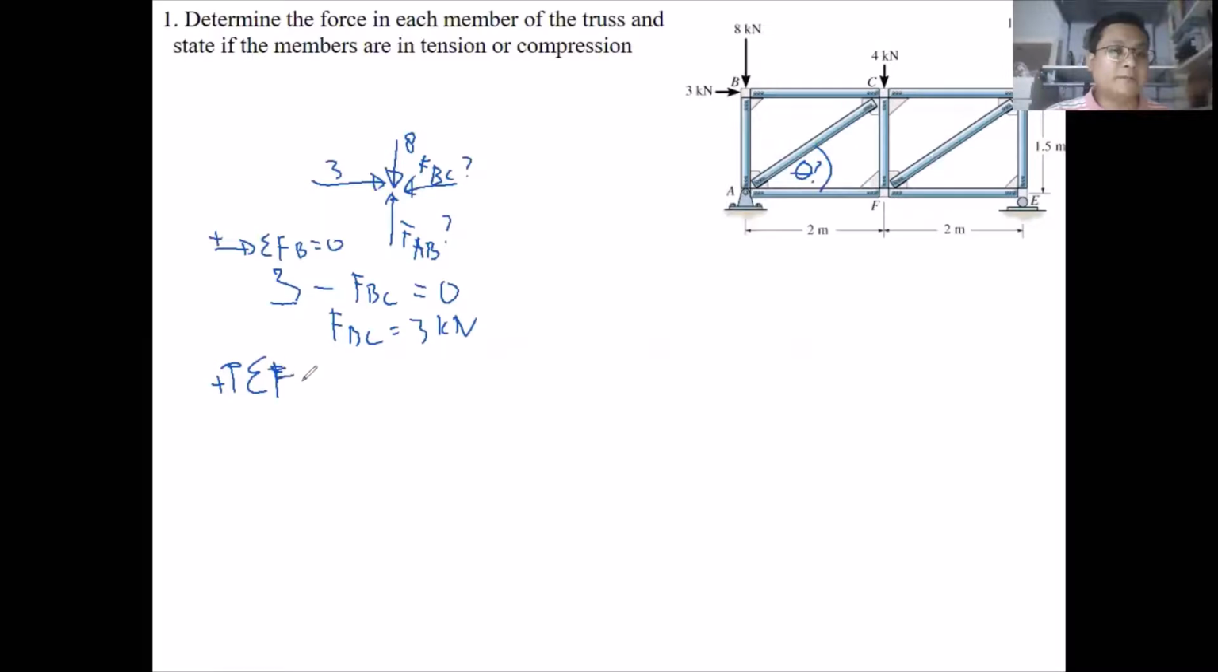Then we go next to calculate the sigma force in the, this one is X, sorry, Y. Okay, now we have only F acting positive X equal to 0. So F will be 8 kilonewton. Okay.